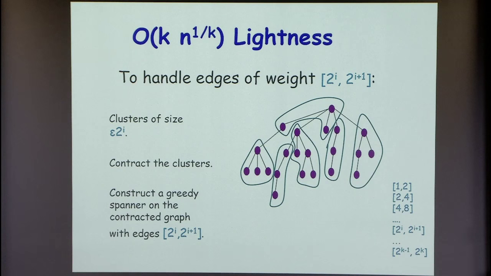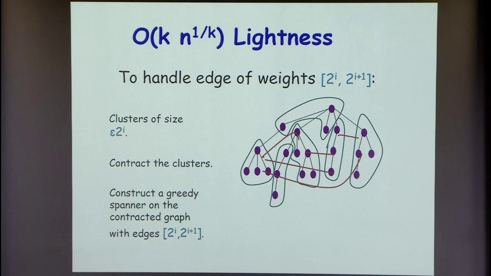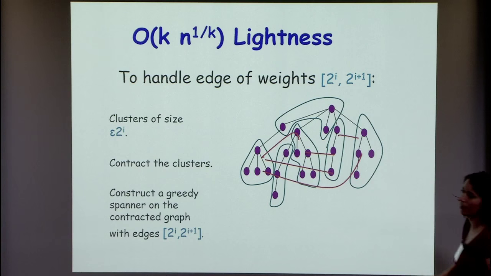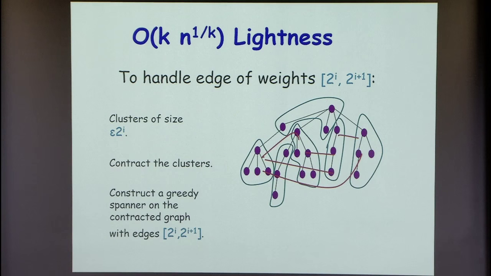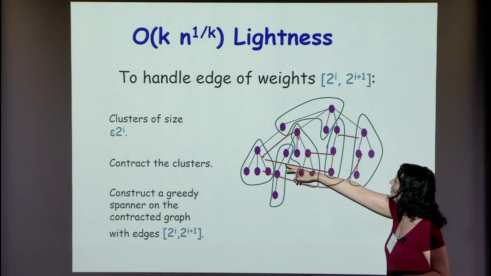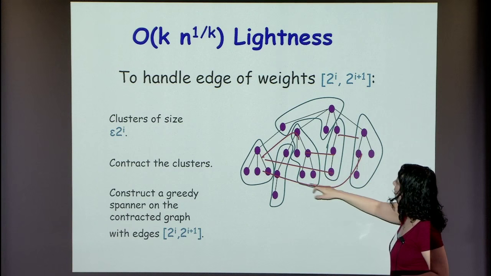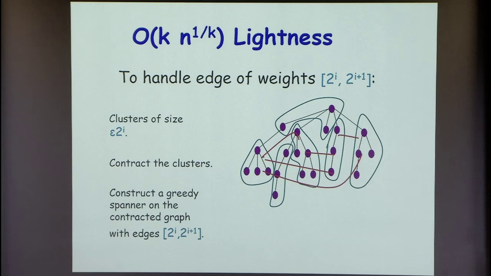And so we have these nodes, and now we add to this contracted graph all the edges of weight in this bucket. And we now ignore the edges of the MST between the clusters. Okay, so we have all the clusters of this diameter and the red edges in this bucket. And now what we do, we simply invoke our greedy spanner on this contracted graph.